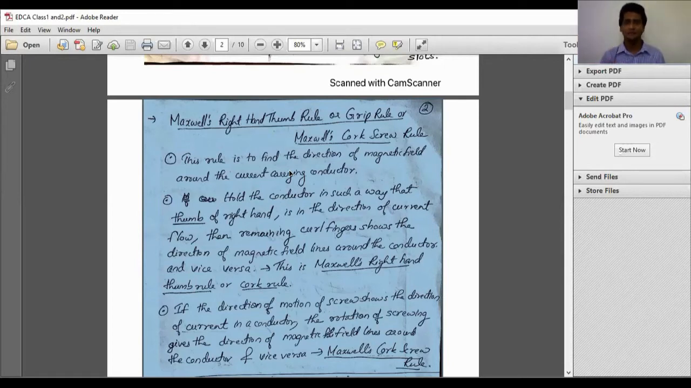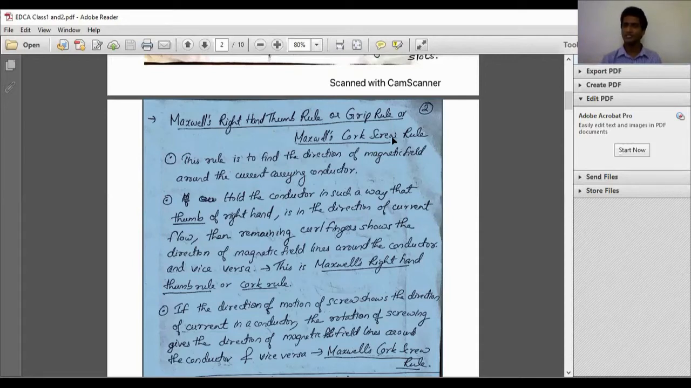That means Maxwell's right hand thumb rule is applicable for both current and magnetic field. If thumb shows the direction of current, curl fingers show the direction of magnetic field. If the curl fingers show the direction of current, then thumb shows the direction of magnetic field. Clear? So then what is Maxwell's corkscrew rule? The intention of Maxwell's corkscrew rule is also the same. It is for finding the direction of magnetic field around the current carrying conductor.